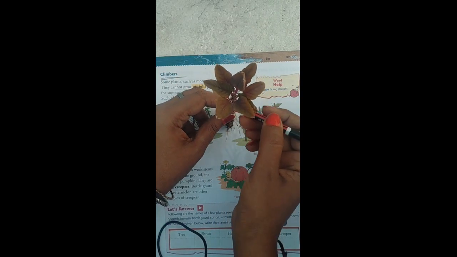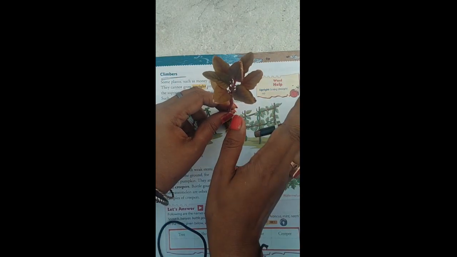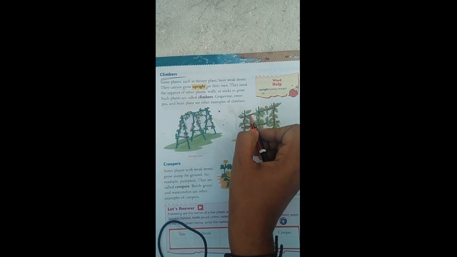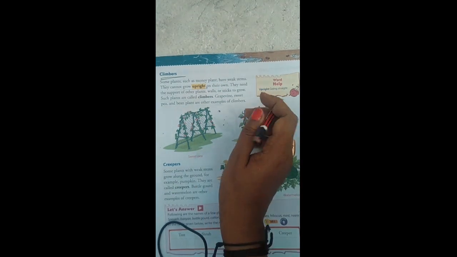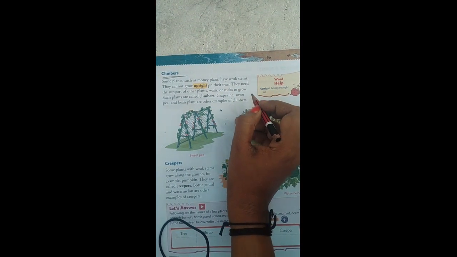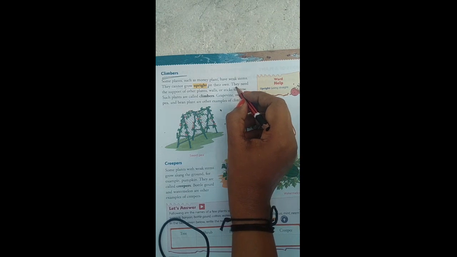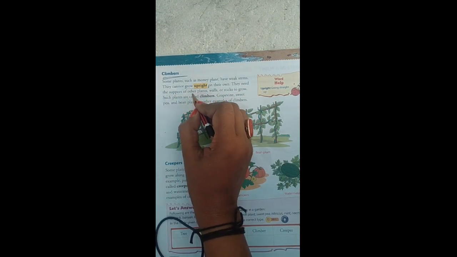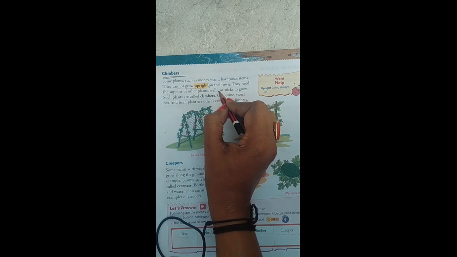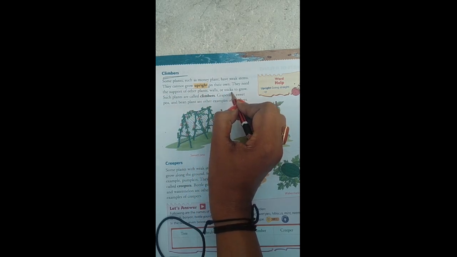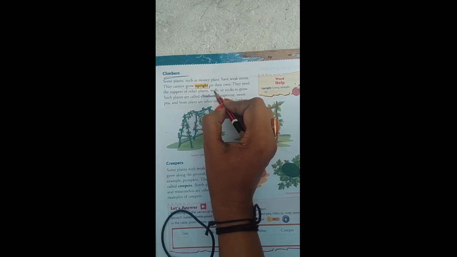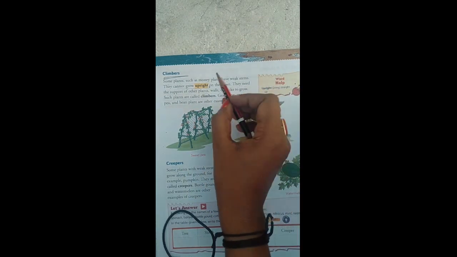See, it can grow upright without anyone's help, but the plants which have very weak stem and without any support can't go further, they can't go upright. They will be called climbers. Why? They need support of other plants, walls or sticks to grow.